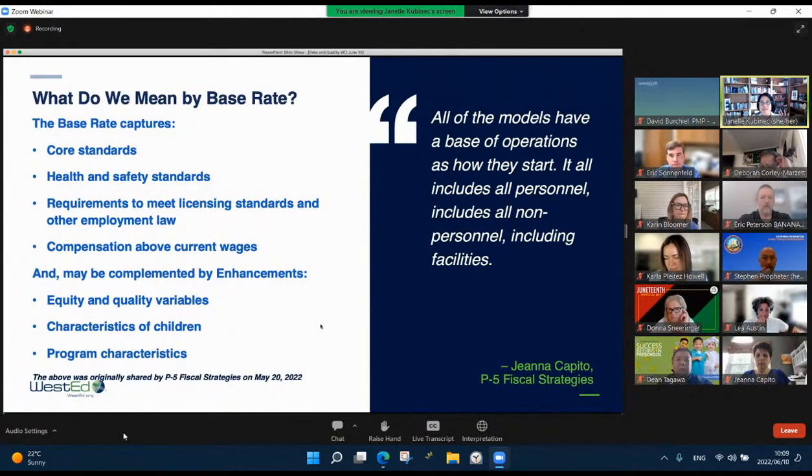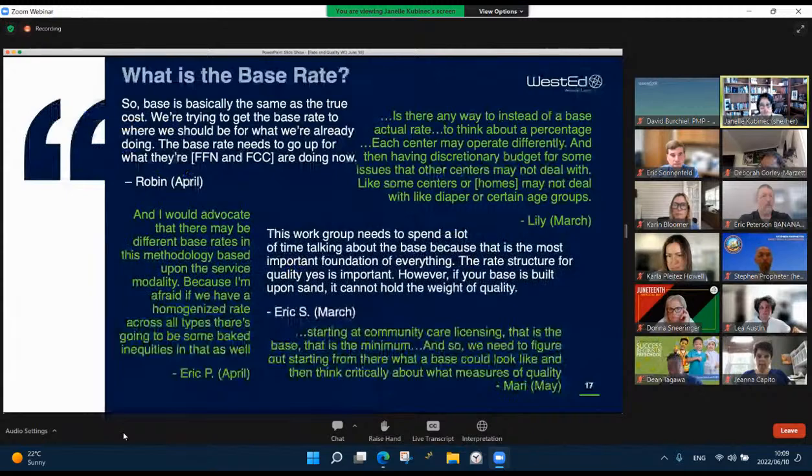So this is just a framing, or again, reminder that we've been talking about this, and in a very simplified view, here's what we need. You have had a lot of comments about what's a base rate as well.